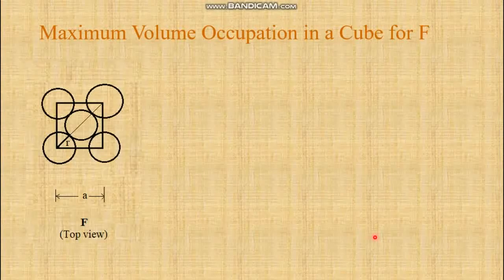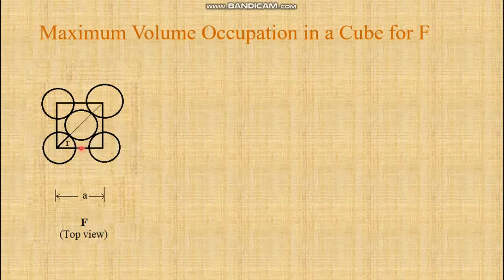Now let us calculate the maximum volume occupation for a HCP. That means hexagonal close packed, that is closely packed face-centered cubic space lattice. Now this is another partial view or the top view or the two-dimensional view, where the distance between this point to this point is a, but this a this time is not twice r.